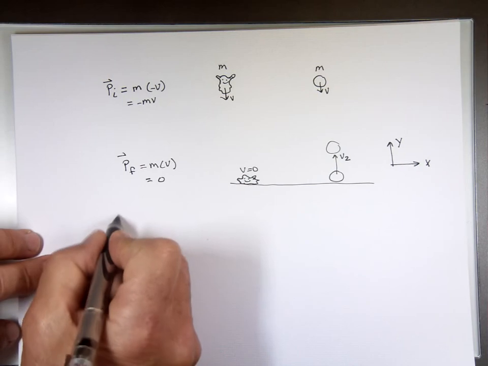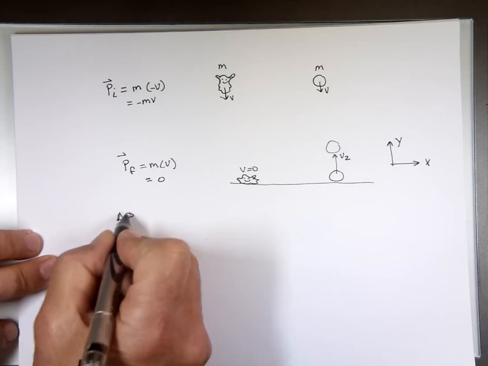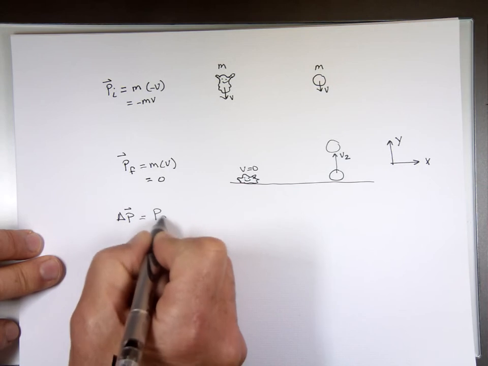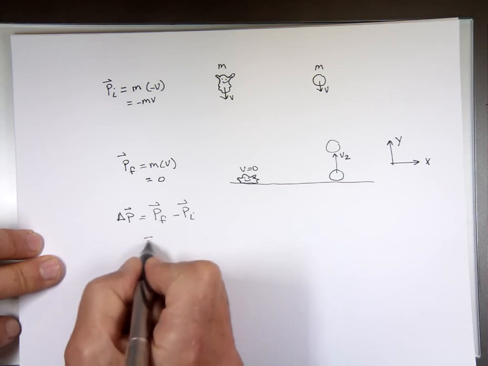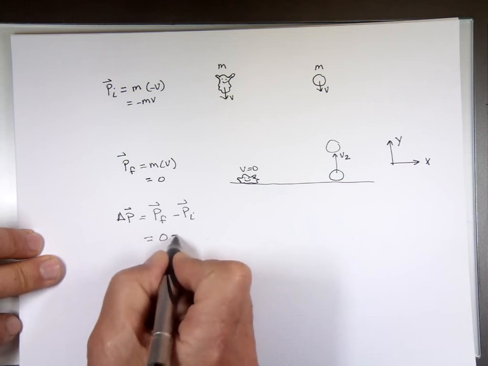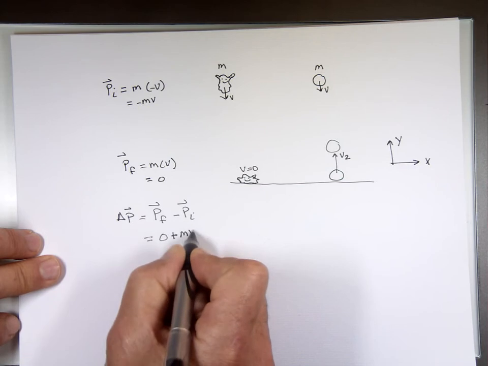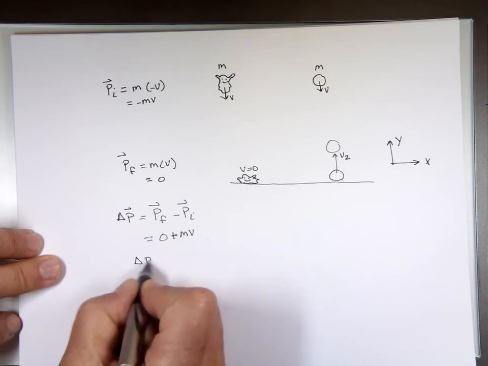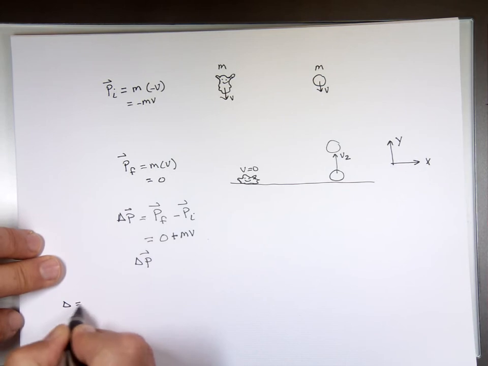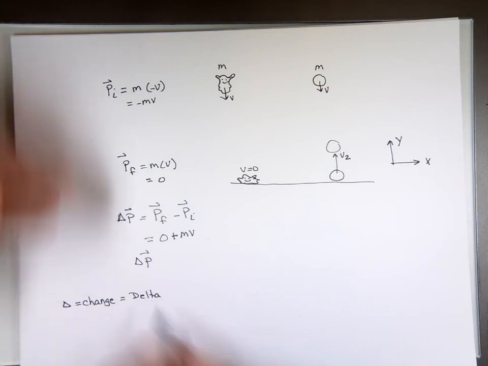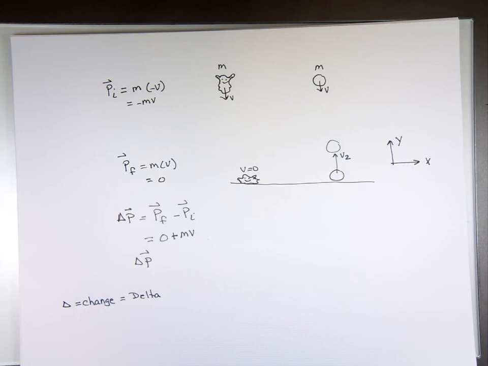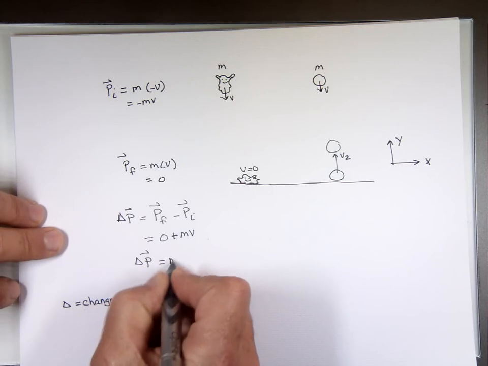So the change in linear momentum is equal to the final minus the initial. The final is what? 0 minus the initial, which is a minus. So the change, delta means change in math. So this always means change, and we call that delta. You'll see it a lot in science, the change. It's equal to what? Mass times velocity.